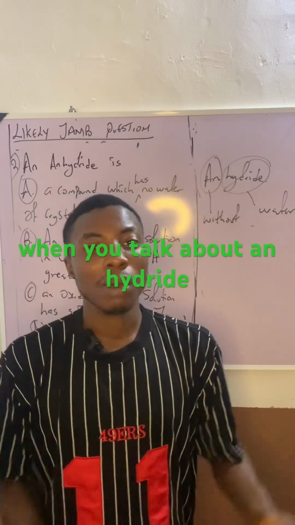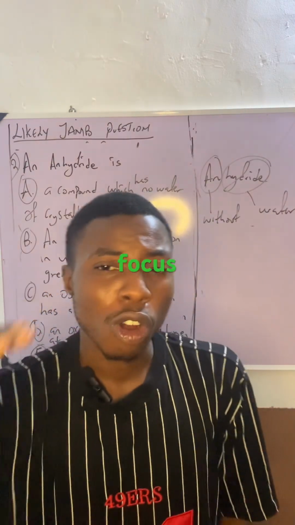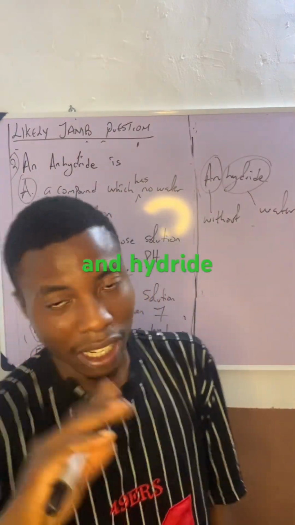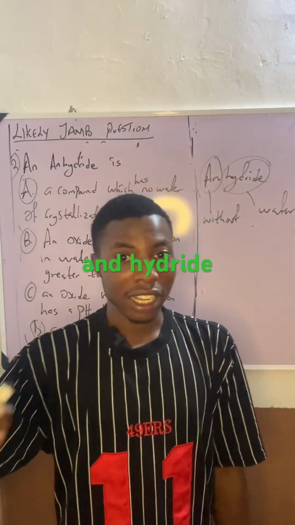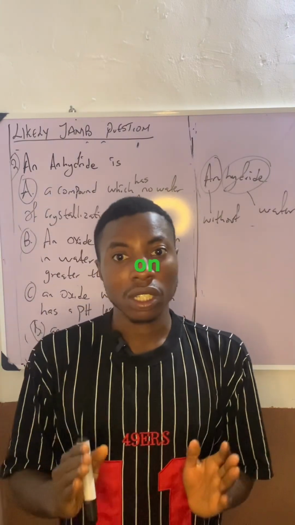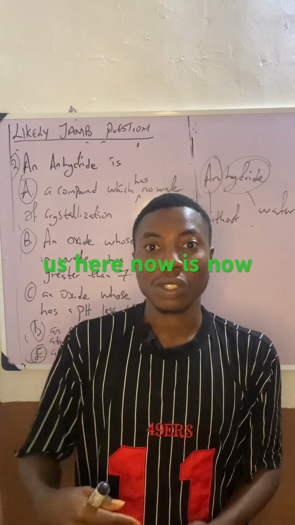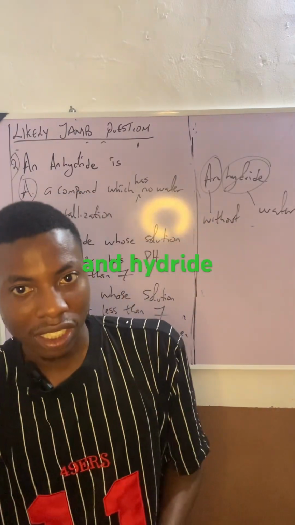And when you talk about anhydride in your basic chemistry, they actually focus on an acid anhydride. You should pay attention to it. That's what they focus on, that's what they pay attention to. So the major thing they are asking us here is an acid anhydride. Do you get that now?